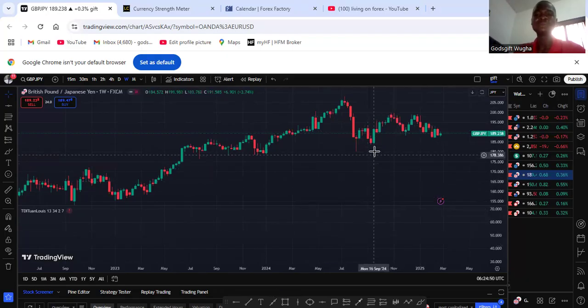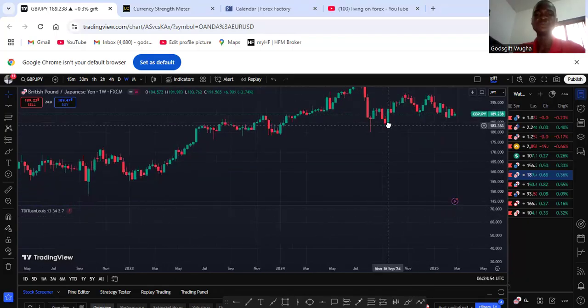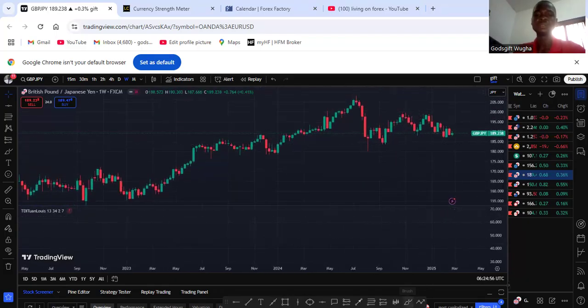Look at those candles. Look at this candle. Look at this move. Look at this bullish move here. Nothing serious. Look at this. Nothing serious. Done. When you see this, it's done.